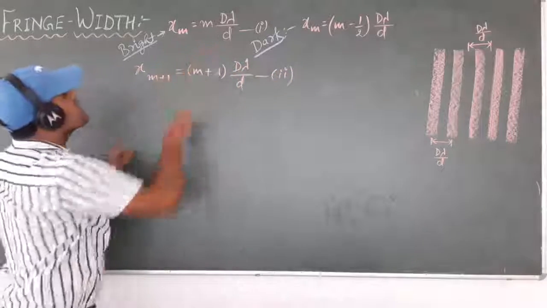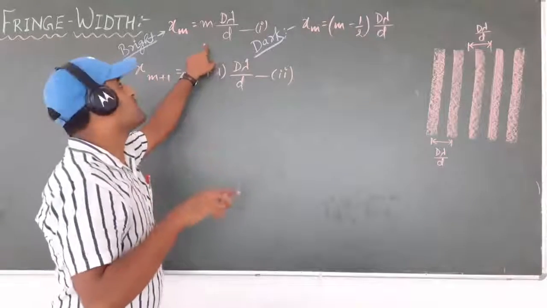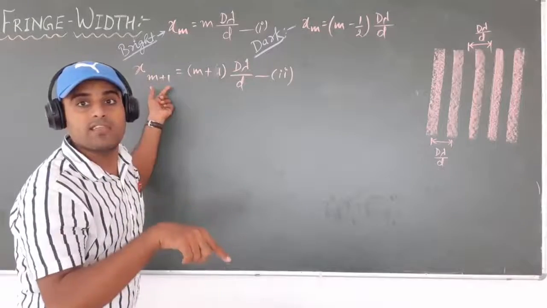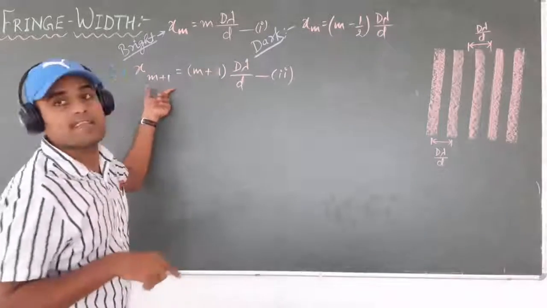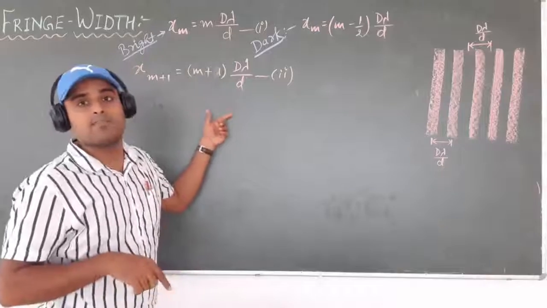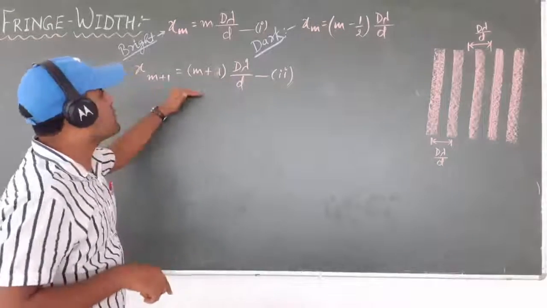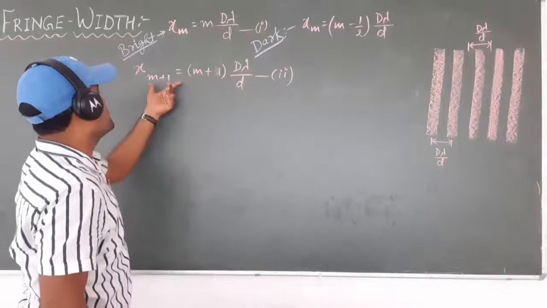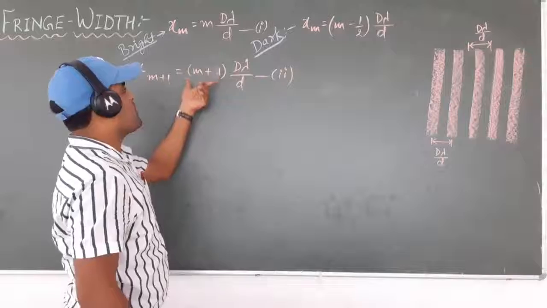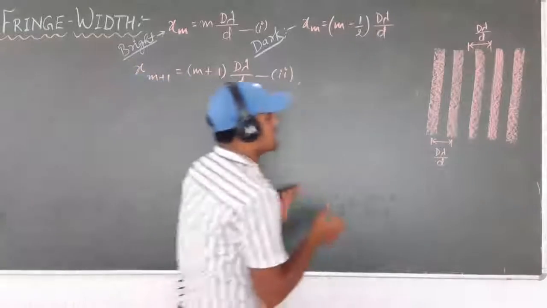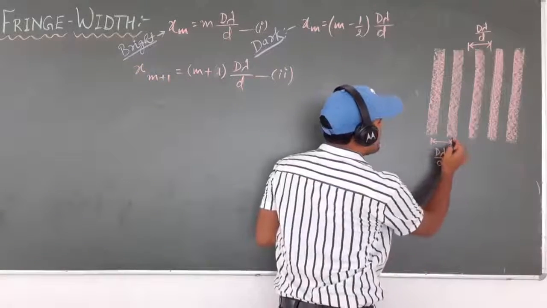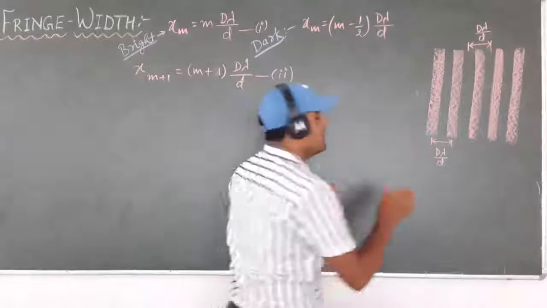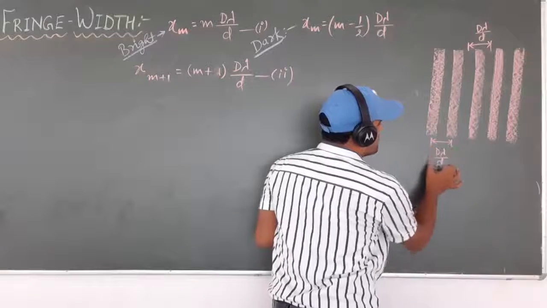This is equation number 2. This is the position of the mth fringe from the central position, and this is the position of the m plus 1th fringe, (m plus 1) D lambda upon small d. The m plus 1th fringe is the one after the mth fringe. So when I subtract this distance from this distance, I will get the fringe width. Suppose this is the position of the m plus 1th fringe and this is the mth fringe from the central maxima. Then I subtract both, and we get this equation.